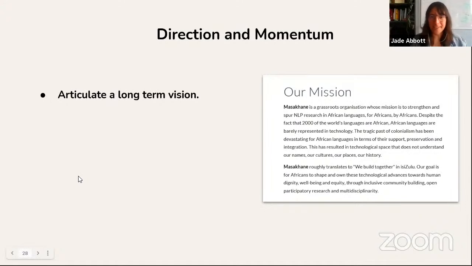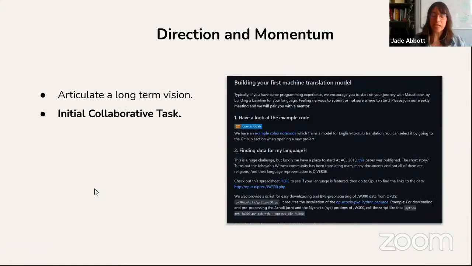So step one, articulate a long-term vision. Masakhane, as I've gone through, is pretty clear. One of the things that really helped us was having an initial collaborative task. This was something that lowered the barrier to entry. It was very easy for people who weren't experts in this realm to run something and get feedback and feel like they can start adding value almost immediately.